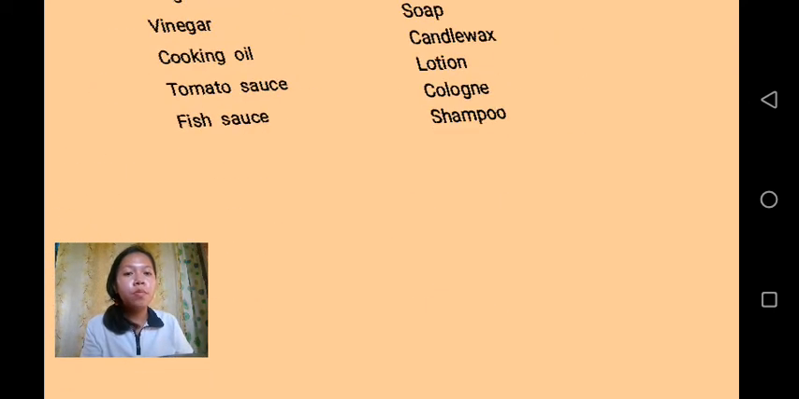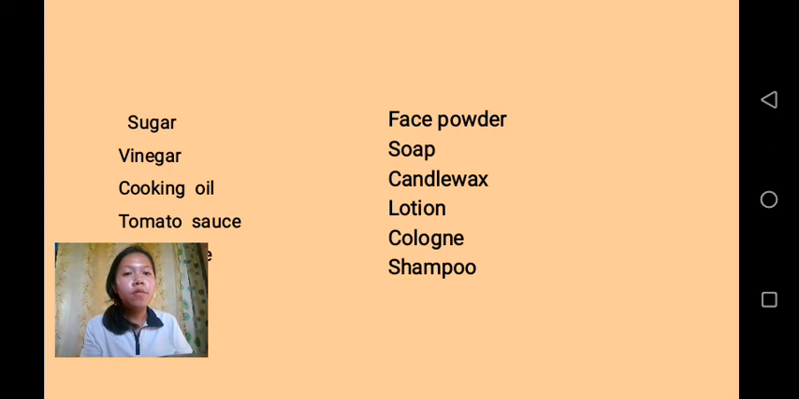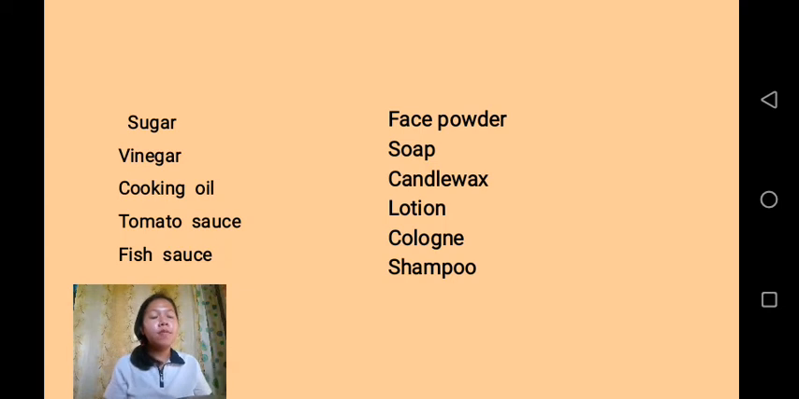So, sugar, vinegar, cooking oil, tomato sauce, and fish sauce are physical and they are useful. But remember, not all physical are useful, but some of them are harmful.